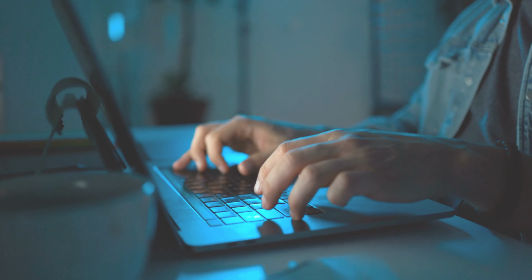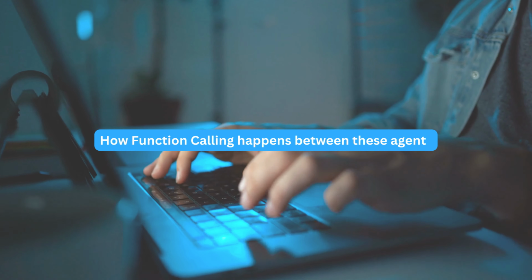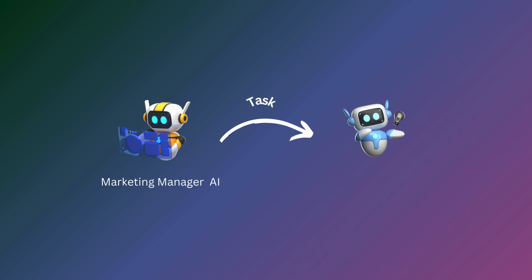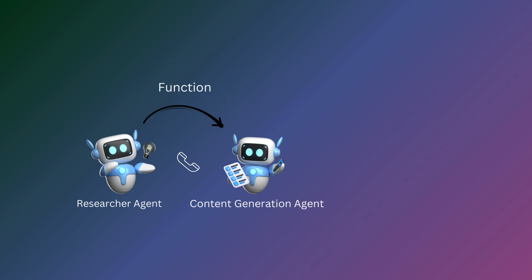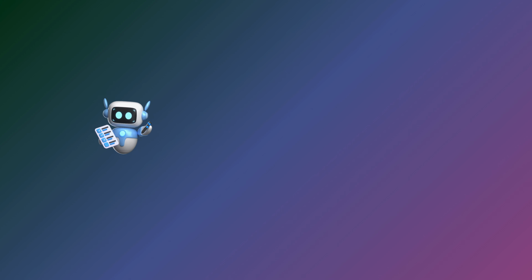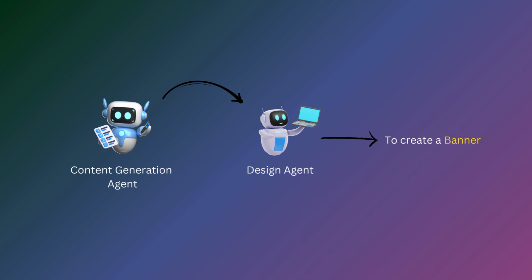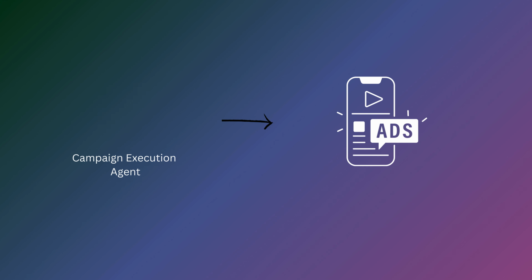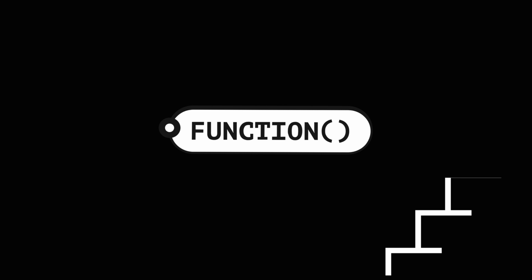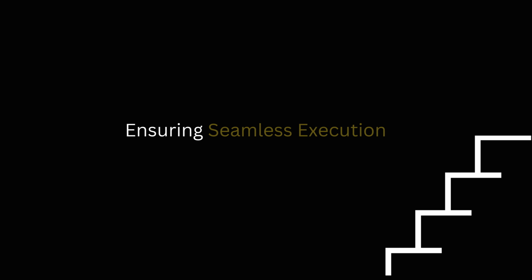Now, let's see the working, how function calling happens between these agents. The marketing manager AI sends a task to the researcher agent. The researcher agent queries an API to collect trending keywords. Once done, it calls a function in the content generation agent to generate ad text. The content agent calls the design agent to create a banner. Finally, the campaign agent posts the ad online. Each step is automated via function calls, ensuring seamless execution.